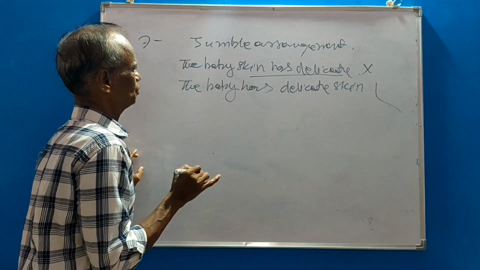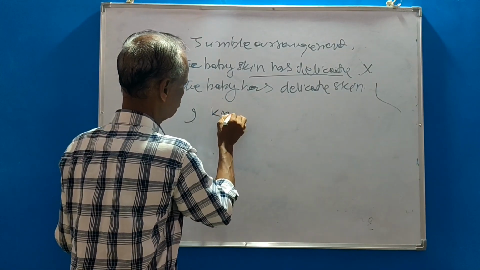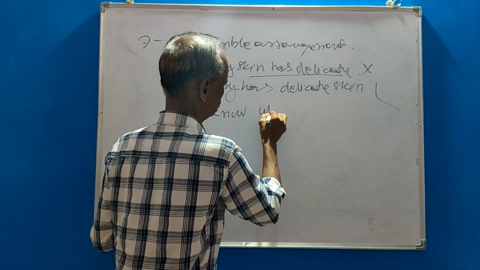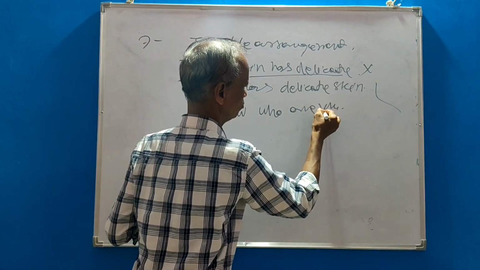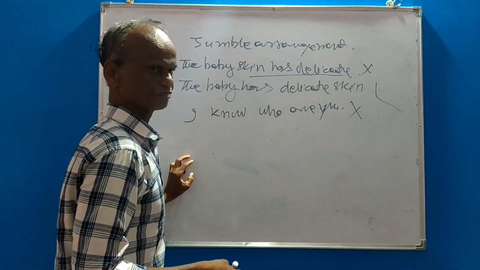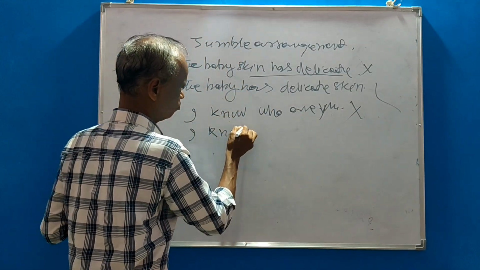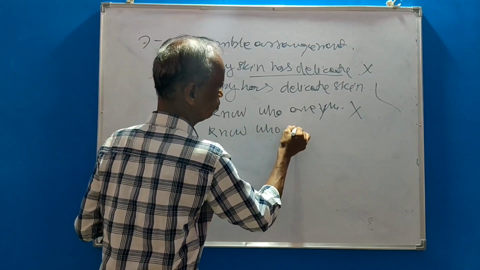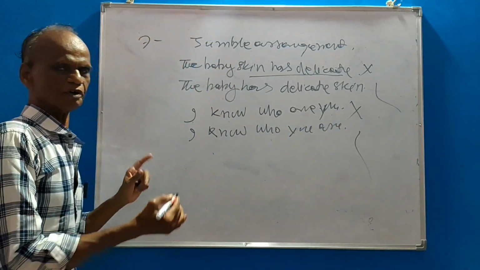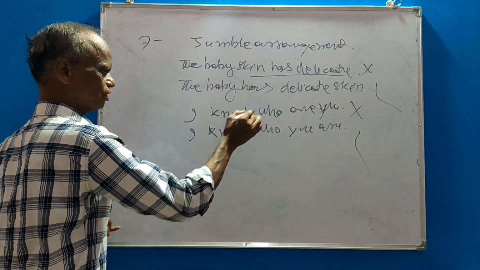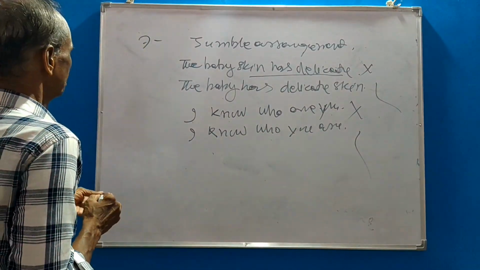Another example, suppose "I know who are you?" "Are you?" It is wrong. "I know who you are." It is correct. The order is jumbled because it is a question form. It is wrong. I know who you are. Next.